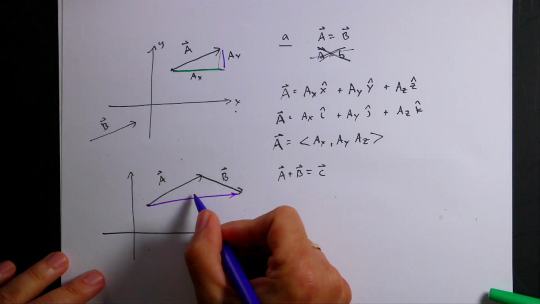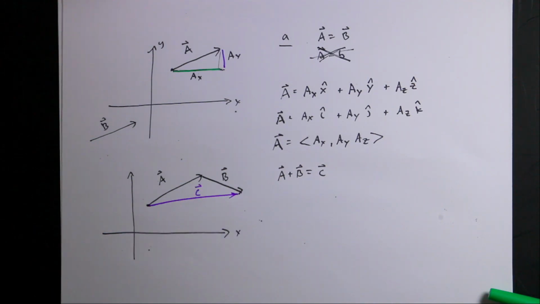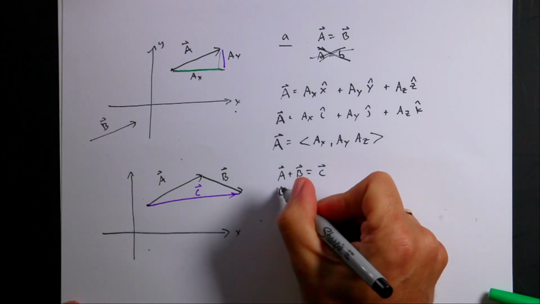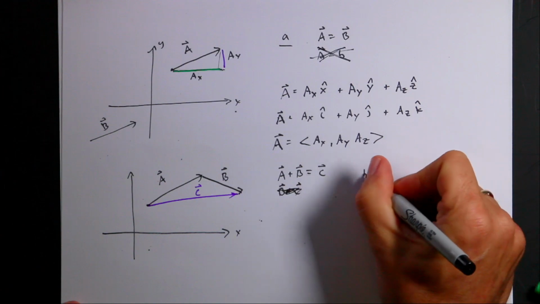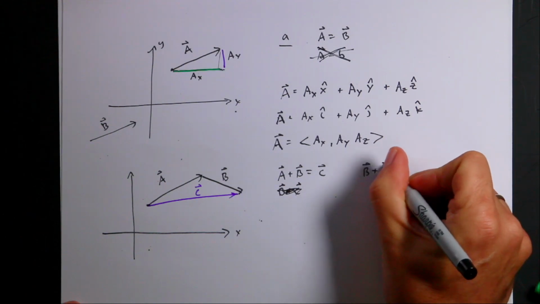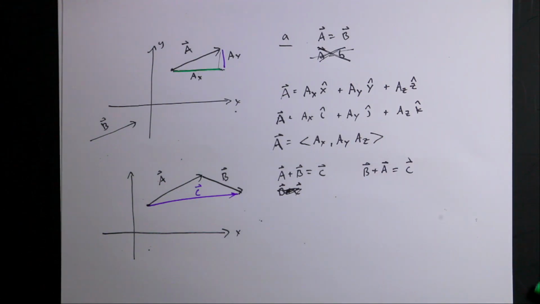So this will be the vector c. Now, what if I did b plus a equals c? It still equals the same thing, right?